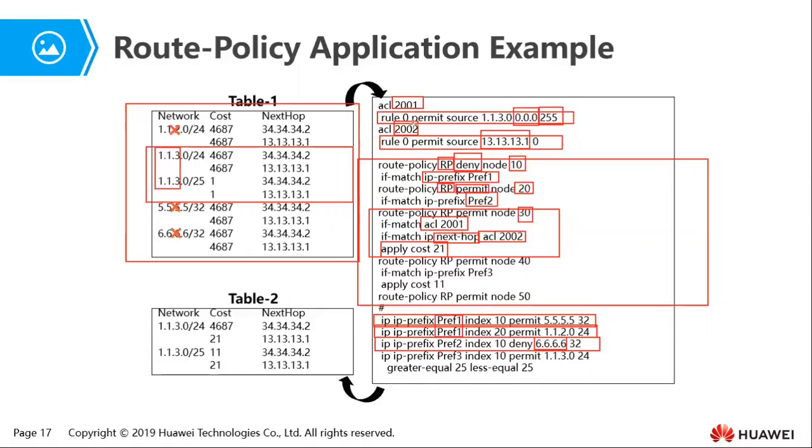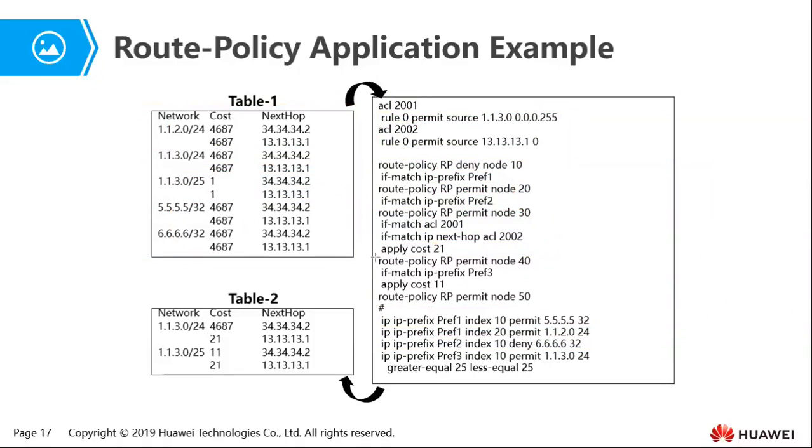that matches ACL 2001 and 2002, we want to apply the cost. Simply put, we want to change the cost for this next hop, for that network, and for this next hop, for this network. So this one we are changing from 4087 to 21, and this one we are changing from 1 to 21. That is what is happening in this route policy. I hope that is clear.